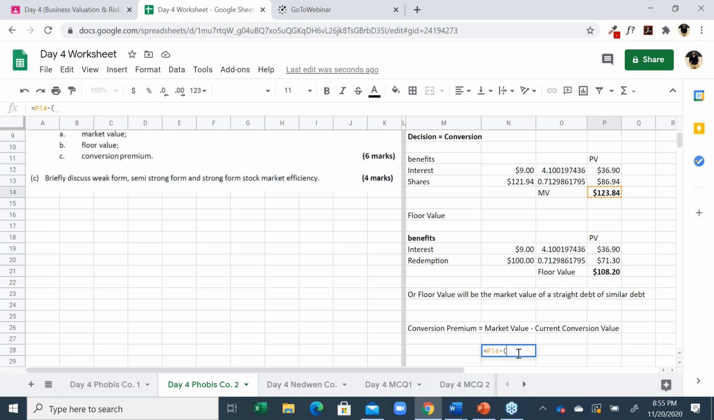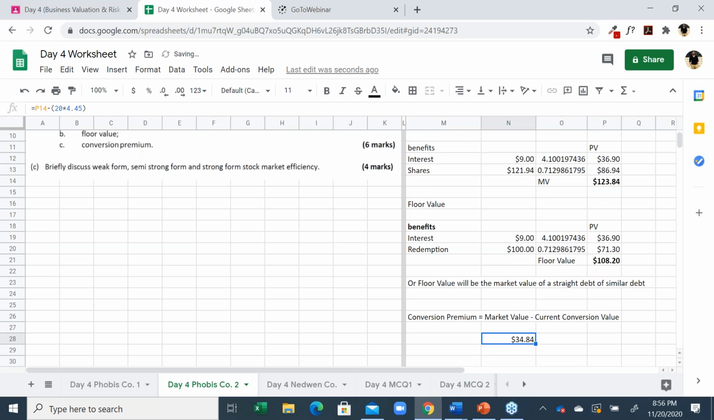of the bonds. So 20 shares are available and the current market price is 4.45. So we just need to exclude the growth. That's it. Okay, did I make any mistake? No. It's 34.884 conversion premium. Now, what does this mean?